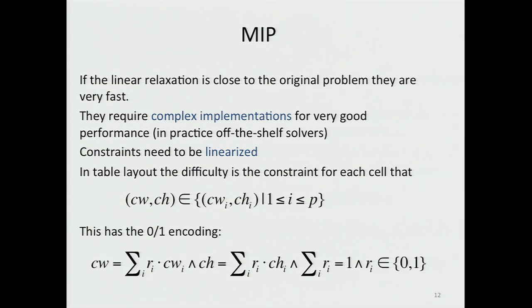So this has the standard 0,1 encoding, where you introduce a Boolean variable for each possible configuration for that cell, and then you require that only one of those 0,1 variables is set to 1 and all of the others are set to 0. Now the problem with this constraint is, yes, it certainly captures the requirement that you choose a configuration for each cell, but it's not a very linear constraint.